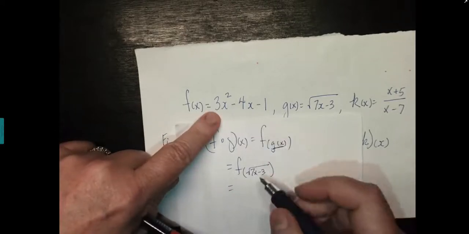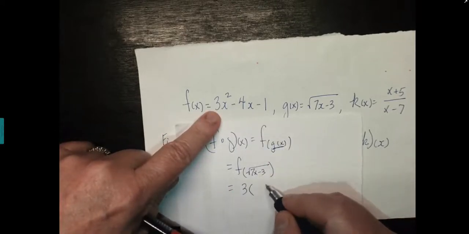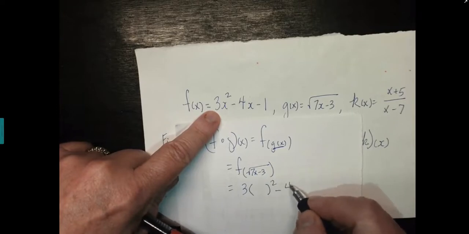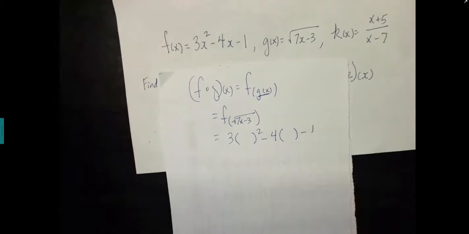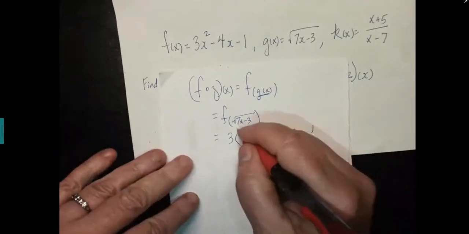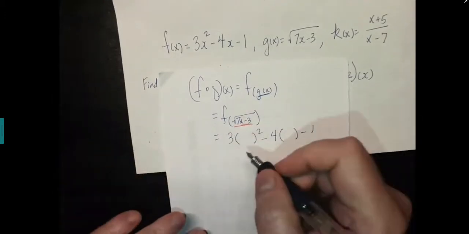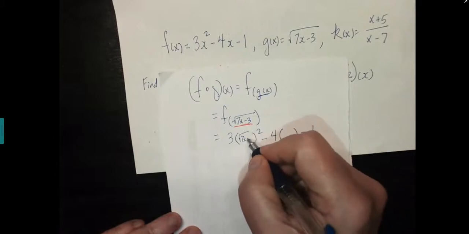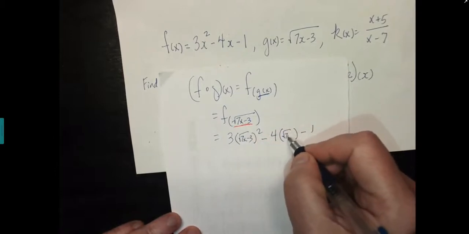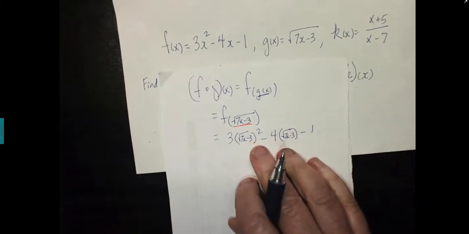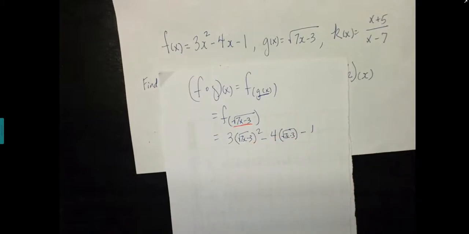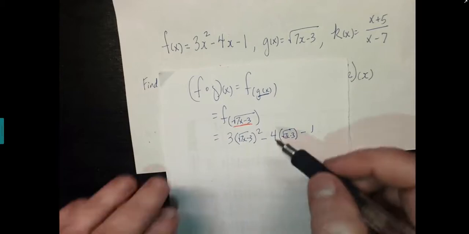Well, I'm going to rewrite the formula for f. I'm going to put blank parentheses wherever the x is. And now what goes inside those blank parentheses is going to be square root of 7x minus 3. Now, this is a correct answer. The way I've written it is a correct answer, but if it's a multiple choice final exam problem, you're going to have to simplify it if it can be simplified.